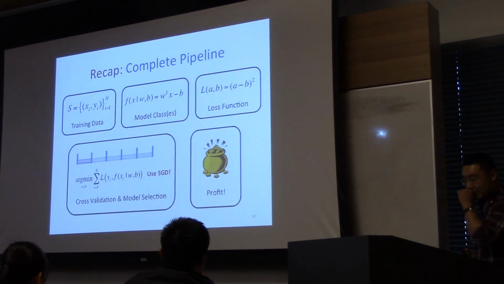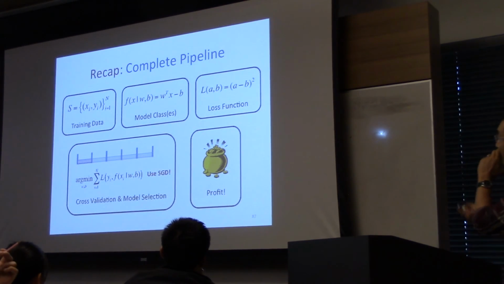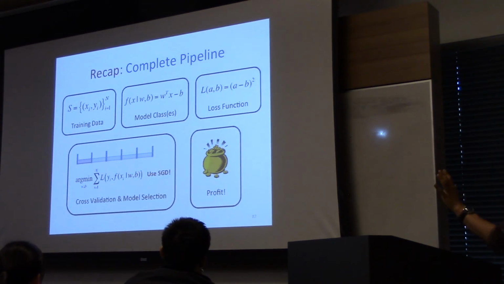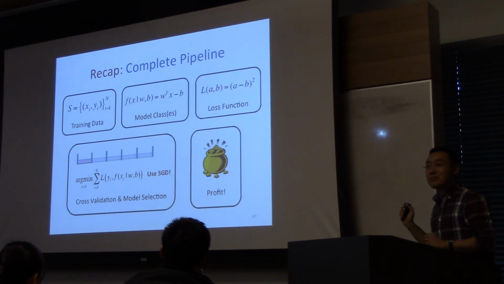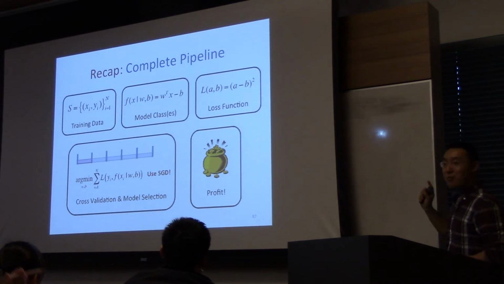Okay, so just to recap, at the end of last lecture, we started with this pipeline, right? Training data, model class, choose a loss function, cross-validation model selection, minimize the objective function, and then we have a good model. By and large, the only thing that we added to this picture for this lecture is, how do we actually solve this optimization problem, right? Which is, of course, very important.